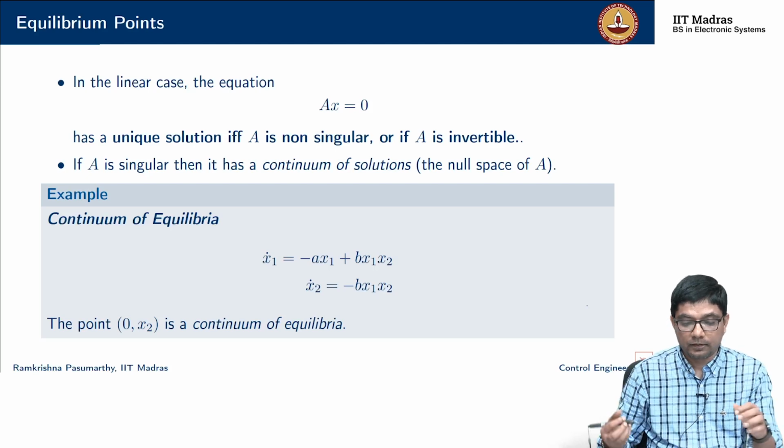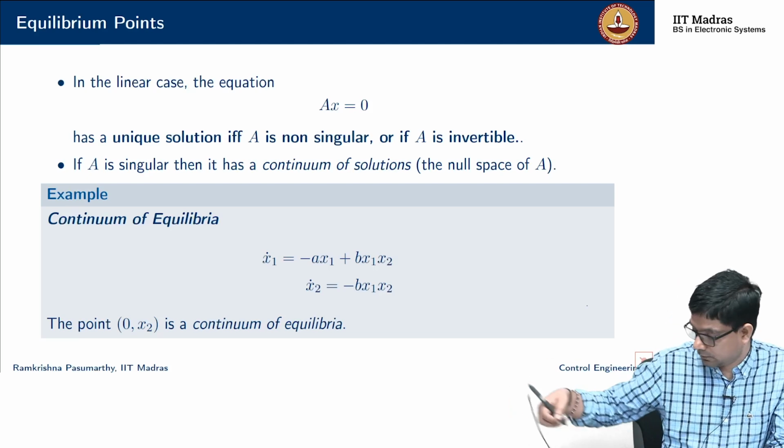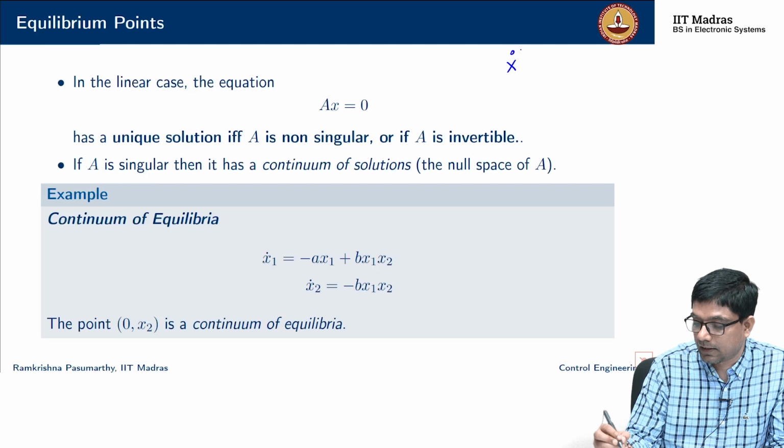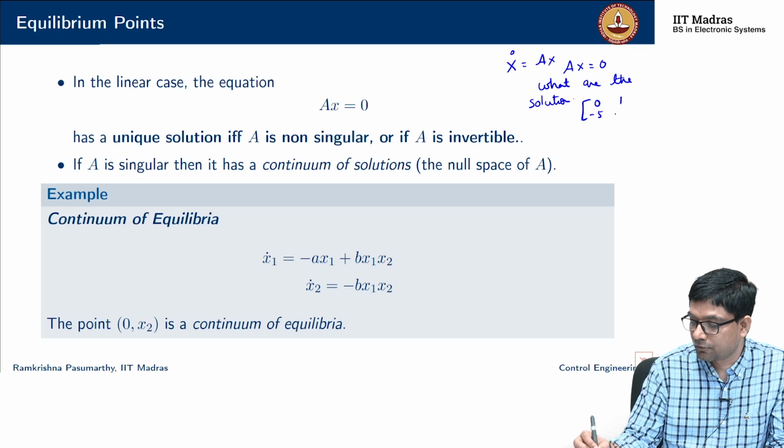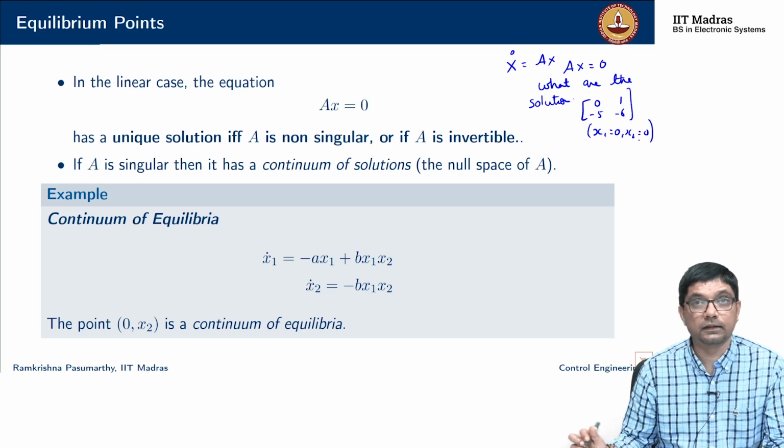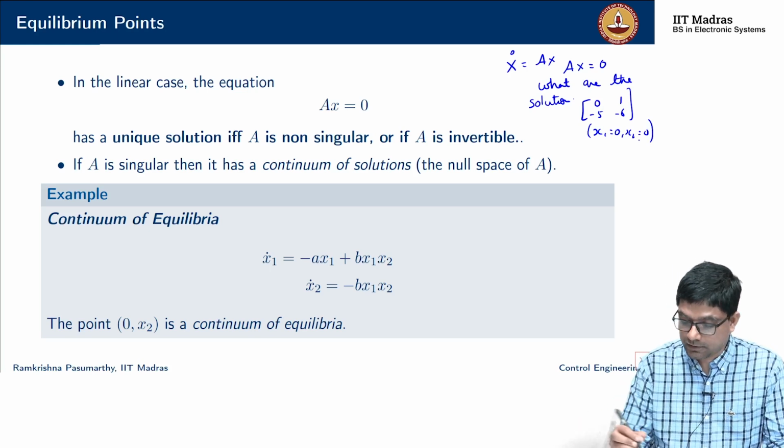Now here I ask the question, is x equal to 0 always the equilibrium in the linear case? Well, then I go ask linear algebra. I have x dot equal to Ax, and equilibrium means I am looking at Ax equal to 0. Now, what are the solutions to this? The earlier example of A equal to 0, 1, minus 5, minus 6 had only the solution x1 equal to 0, x2 equal to 0, because A is invertible.